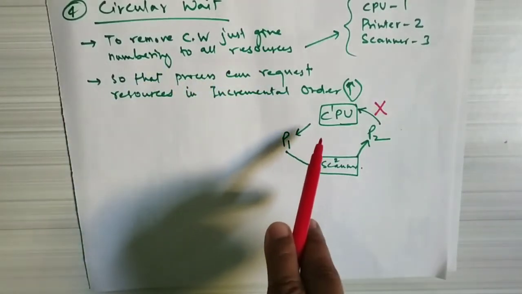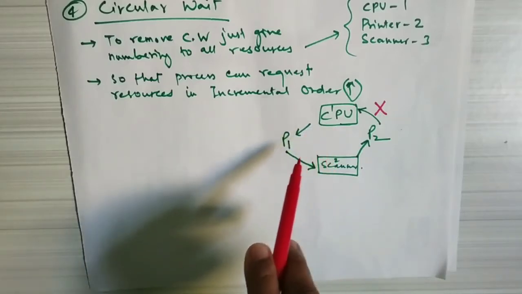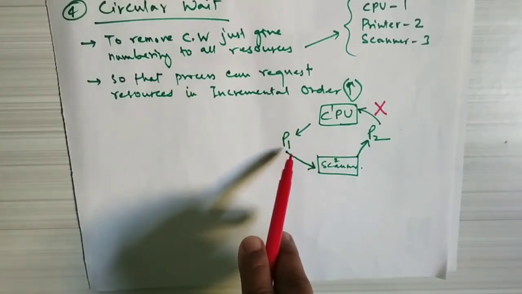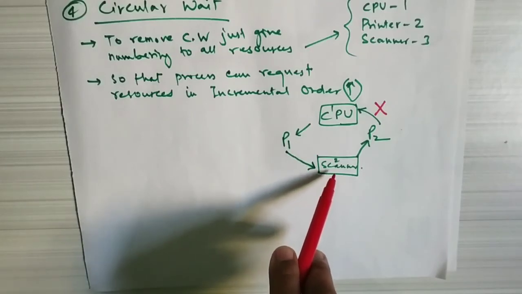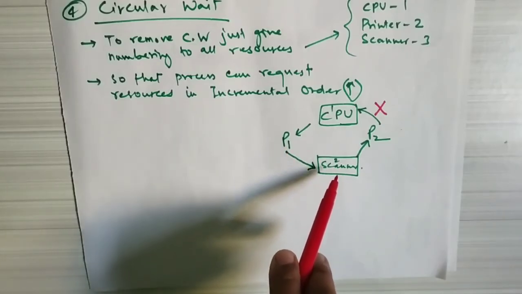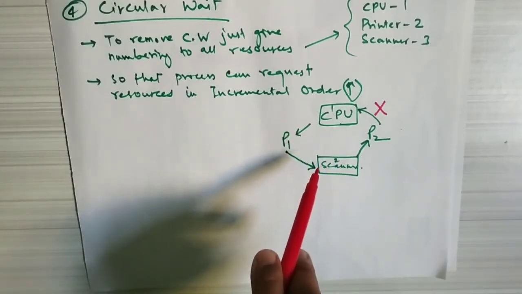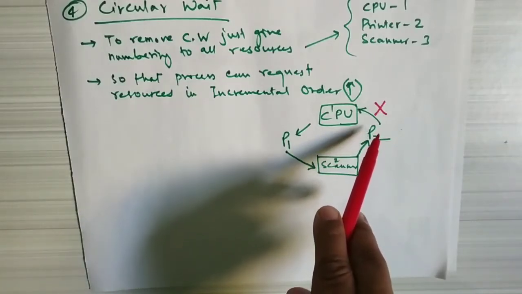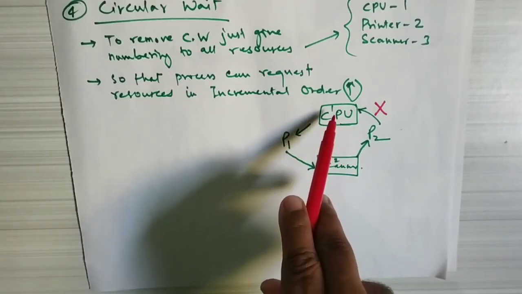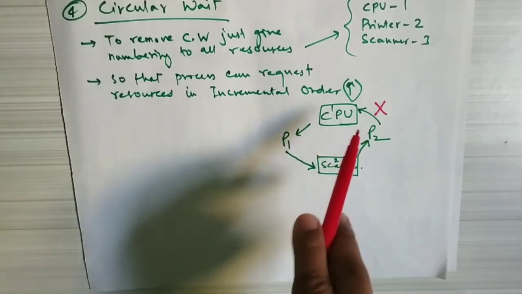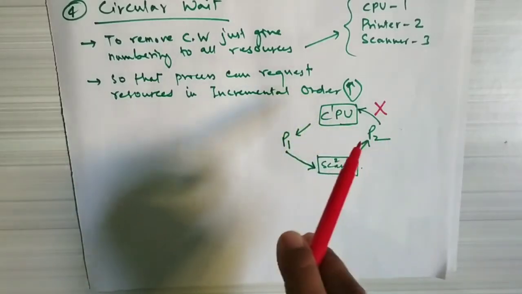So process 1 has hold of the CPU, which is okay. It is asking for the scanner, so P1 has number 1, and the scanner is at the second number, the numbering we have given is 2. So it can request the scanner because we are requesting in the incremental order. P2 cannot request for the CPU because it has number 2. So we have to allow requests in the incremental order only, and it cannot be done.